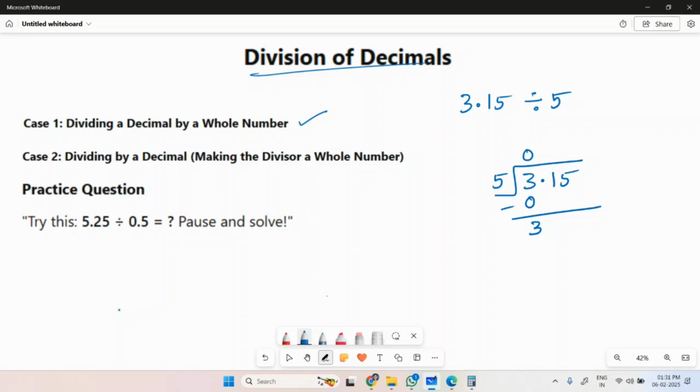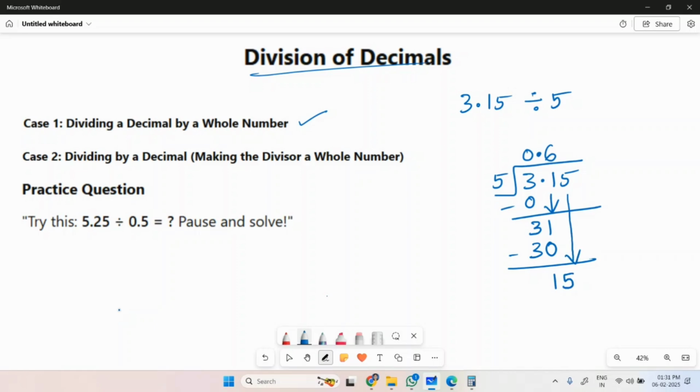Before bringing 1 down, we have to put the decimal point on the quotient place. Now let's bring down 1. Now the remainder is 31. Let's check if 31 is there in the 5 times table or not. We do not have 31 in 5 times table. The closest number is 30. So 31 minus 30 is 1. The remainder is 1. Now let's bring down 5.